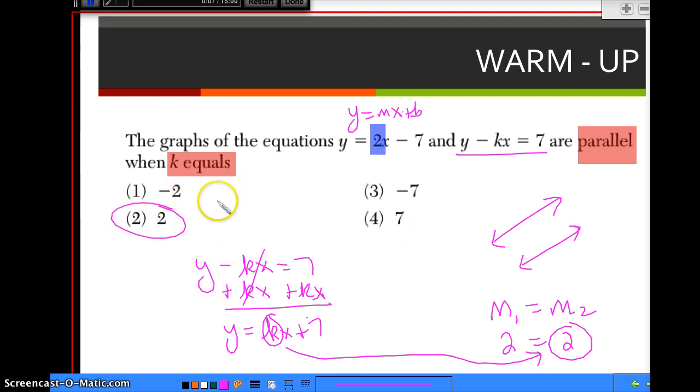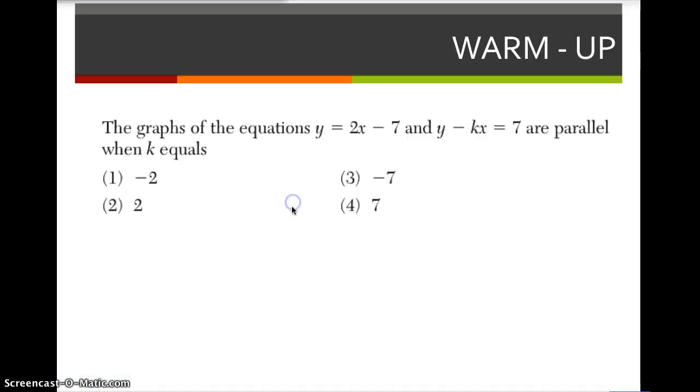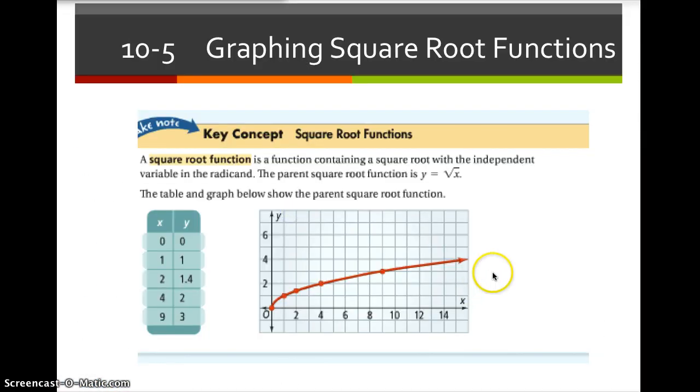Okay, be careful. Here's the tricky one right there. All right, 10.5.